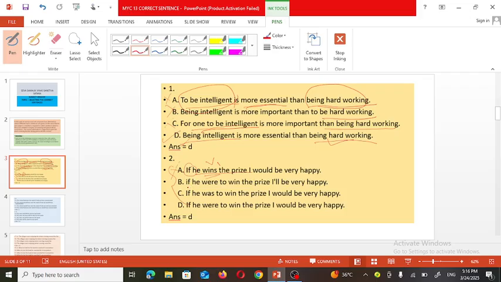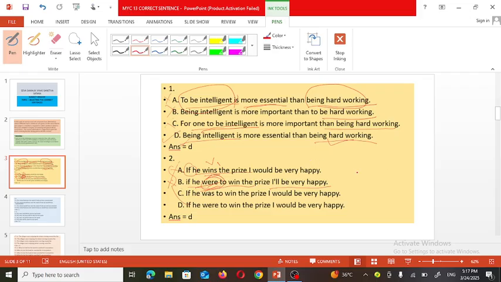Then the second sentence: if he were to win the prize, I shall be very happy. Now this sentence is an assumption, and this one is in the future tense. So again, this is a mistake. Friends, remember that when we are talking about something which has not actually happened in the past, but we are thinking that it would have happened, in such cases we are required to use were instead of was.